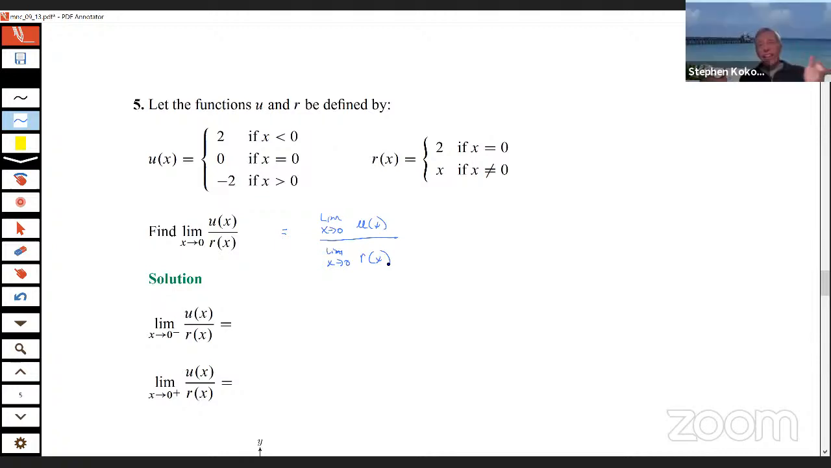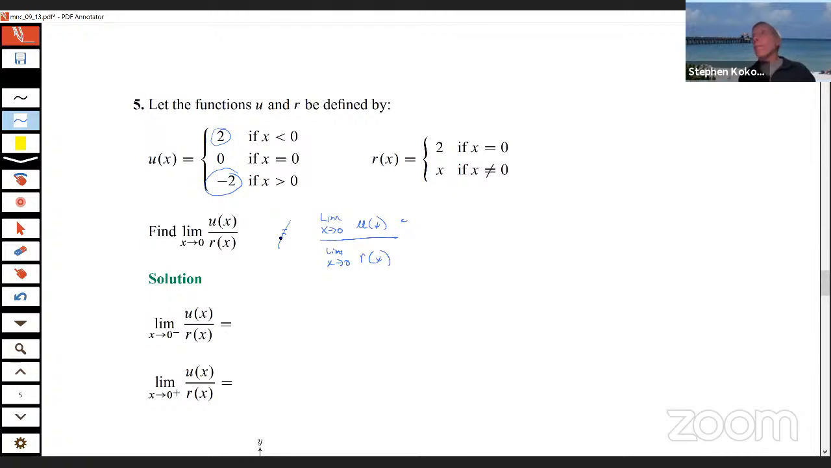Stay safe. I'd like to do this, but I can't. I can only split this limit of a quotient into the quotient of limits if both of these limits exist. And if you take a quick look at this function u here, as I come in at 0 from the left, it's approaching 2, and from the right, it's approaching -2. So that limit in the numerator does not exist. I cannot split this original limit up like this. I'd like to, but I can't.